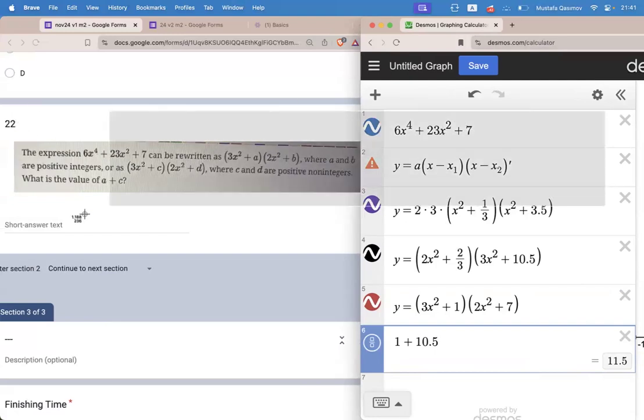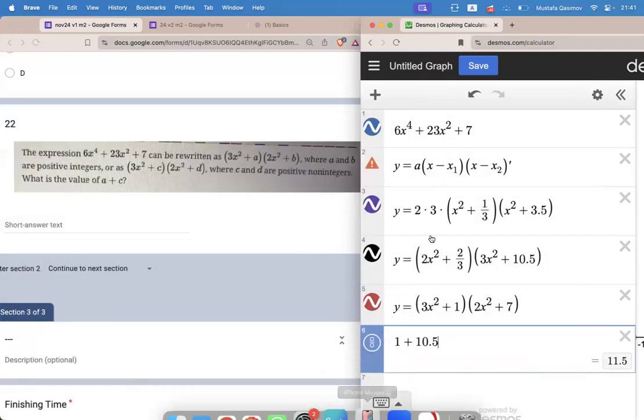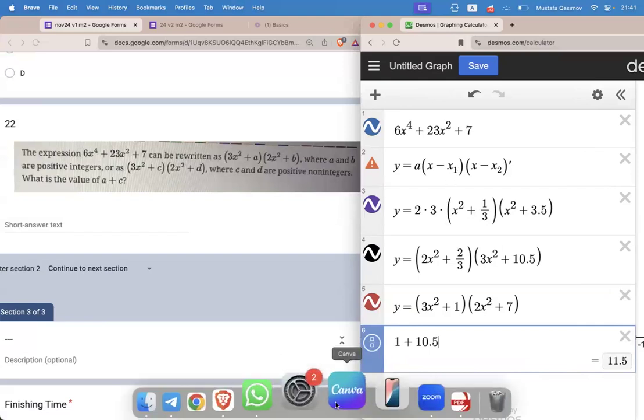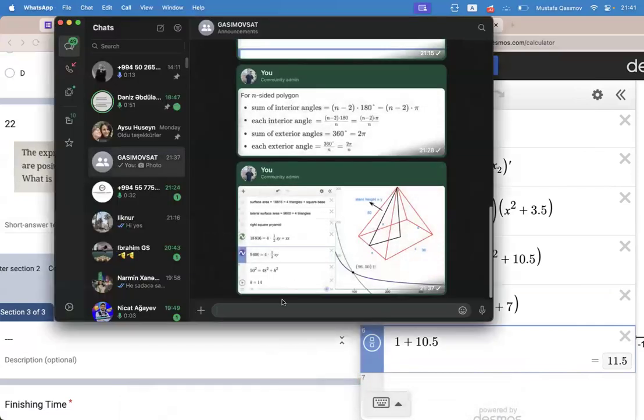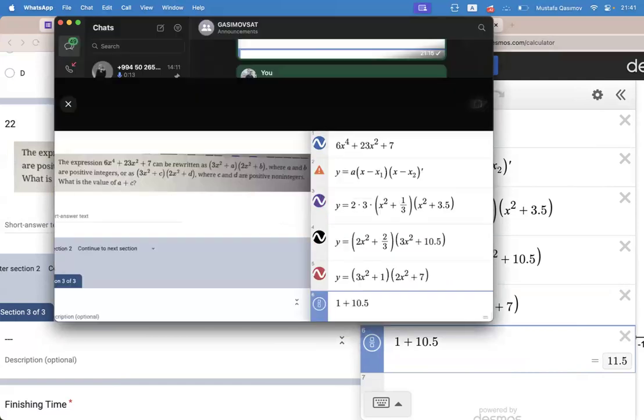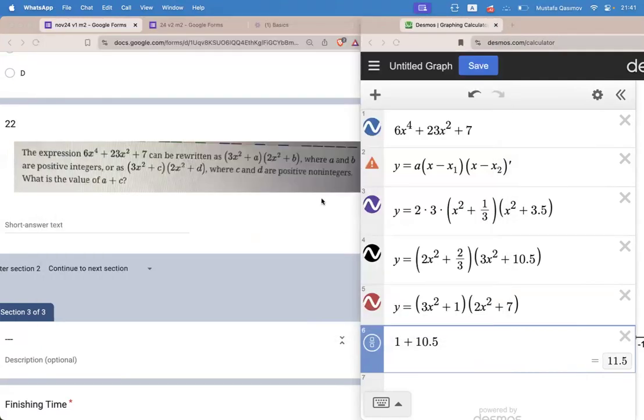Here we did it like that. We write x instead of x squared, then we find its x-intercepts from Desmos. Then we use the x-intercept form. The second method actually is easier than that one. So let me show the second method, then we can discuss it again.